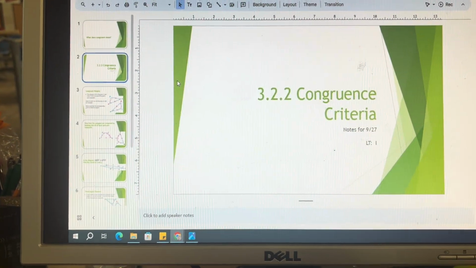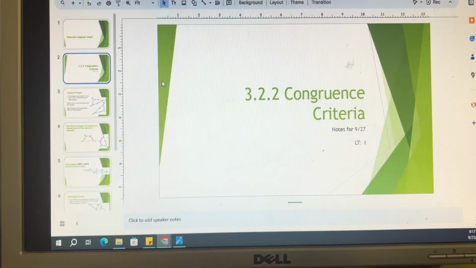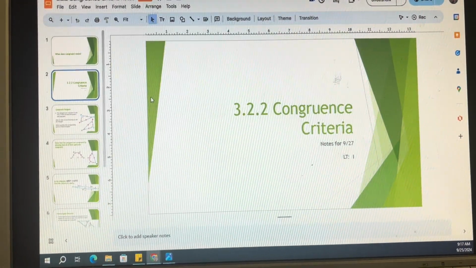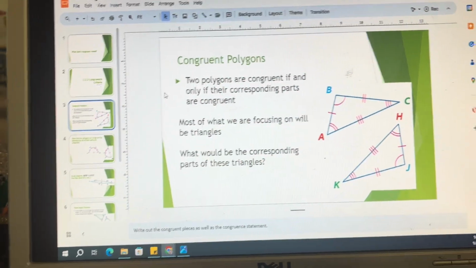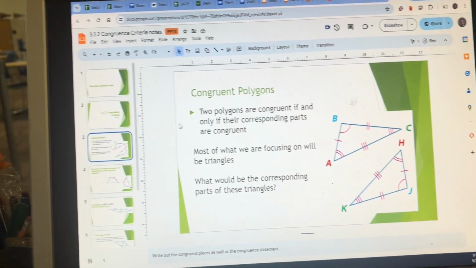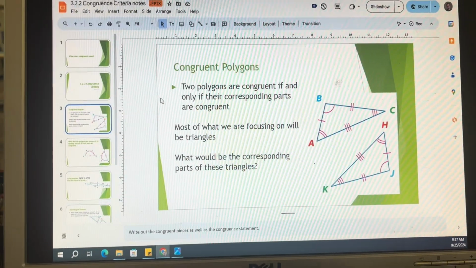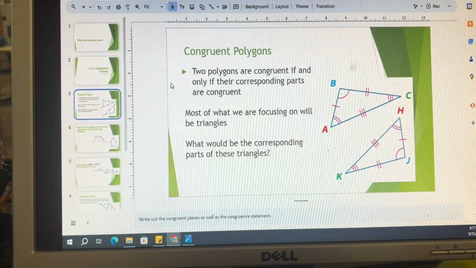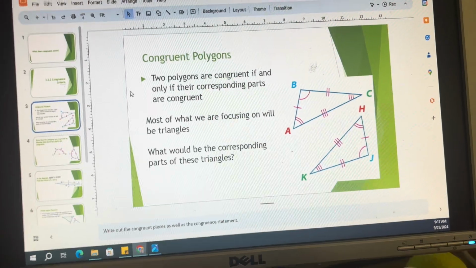So yeah, congruence criteria, very similar to the 3-2-1 notes, talking about the things that we can use to prove these congruent. So when we have two polygons, this will apply to not just triangles, but other stuff. We're just kind of focusing on triangles now. They are congruent if and only if their corresponding parts are congruent.